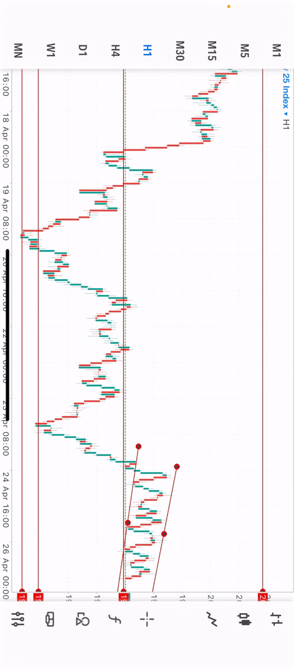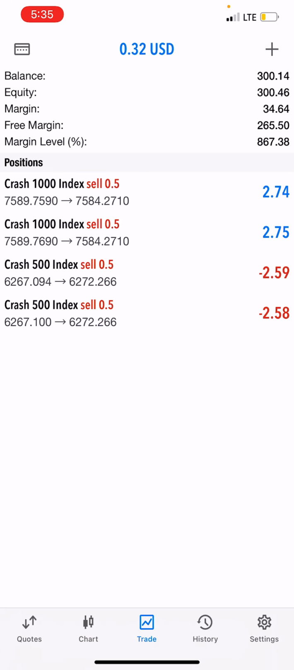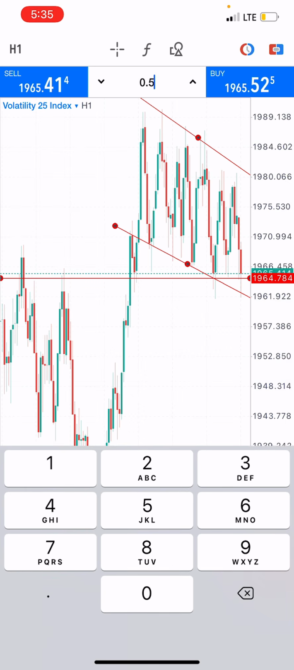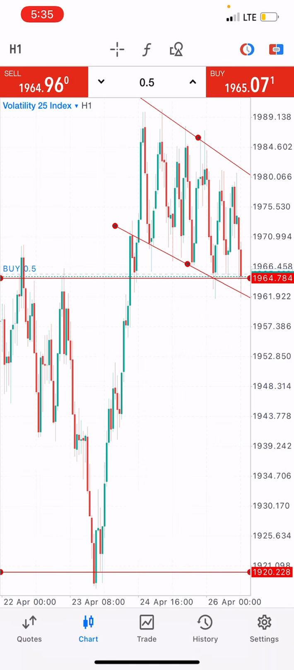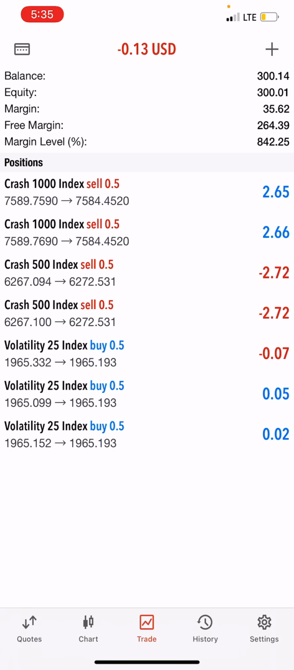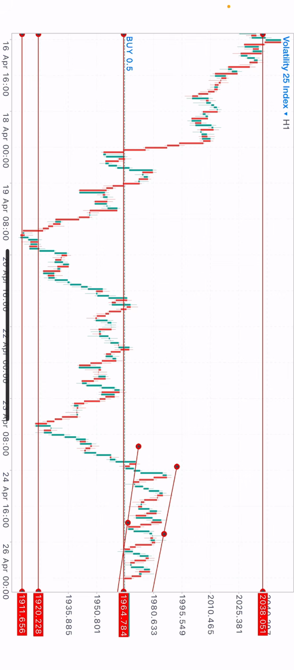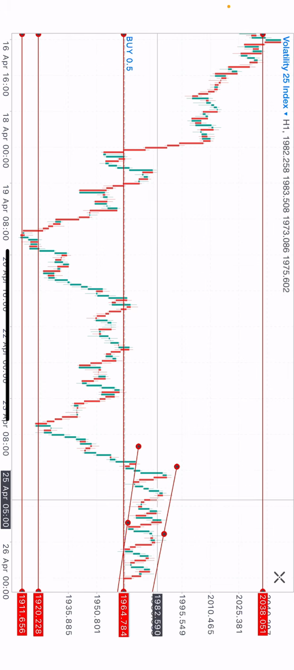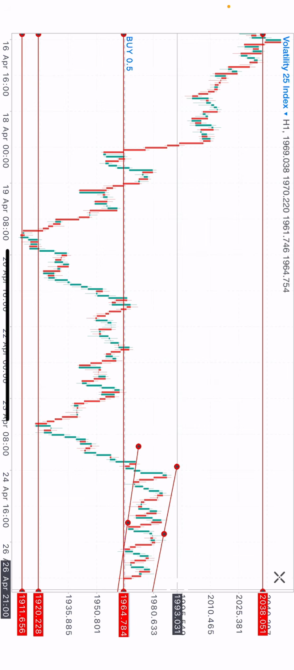So what I will be doing now is that I'll place a buy. Have a trade on crash 1500. I was expecting a crash 1000 spike, but crash 500 is still not yet to spike. So what I will do is that I'll place a buy for volatility 25 index. I'm opening 3 positions on this volatility 25 index for a buy. So now guys, I believe a lot of you can do this. We're not done. So seeing this falling wedge, it indicates a buy to the upside.